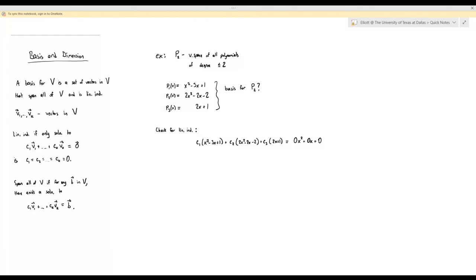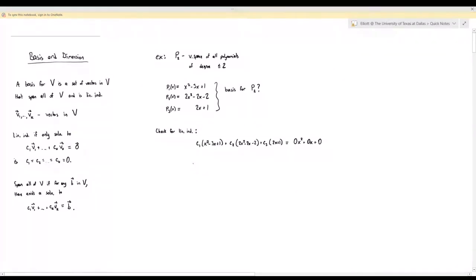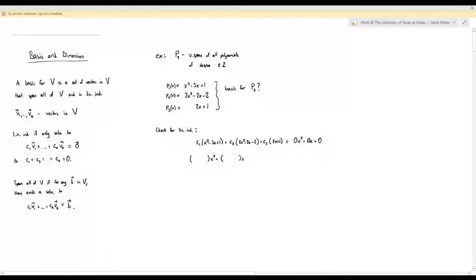Now for polynomials, the way that you want to work with them is here on the left-hand side. What we're going to do is distribute the coefficients, and then group together like powers of x. So we're going to distribute the c's and group together all the x squared terms. We'll group together all the terms with x, and then we'll group together all of the constant terms as well.